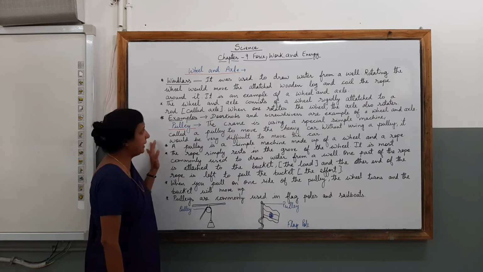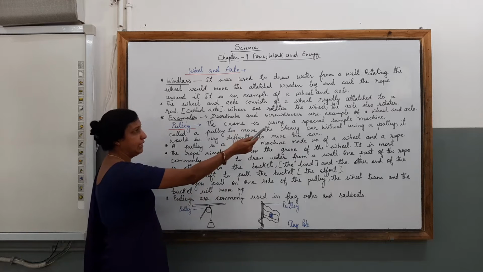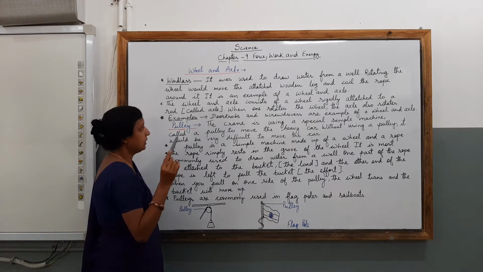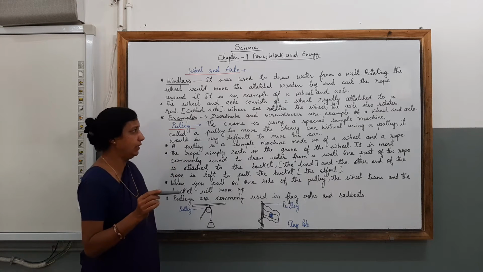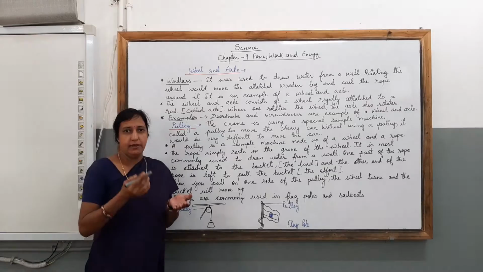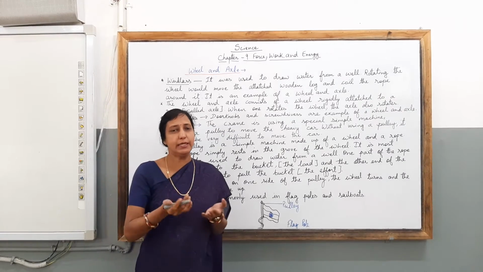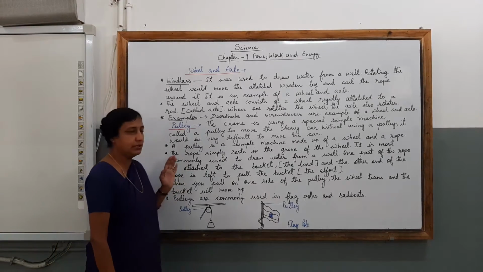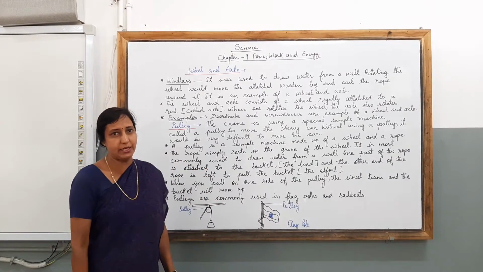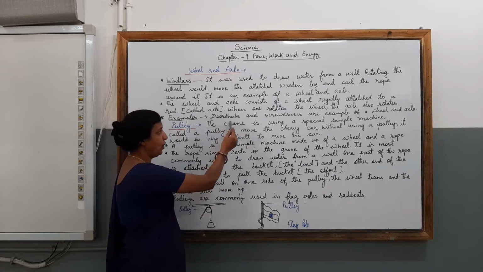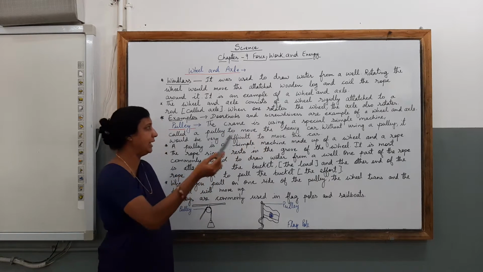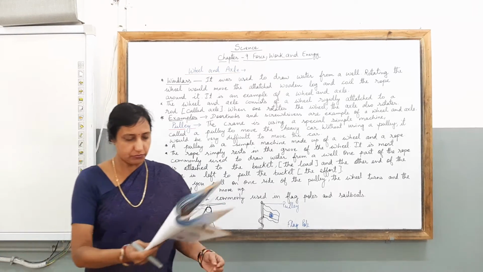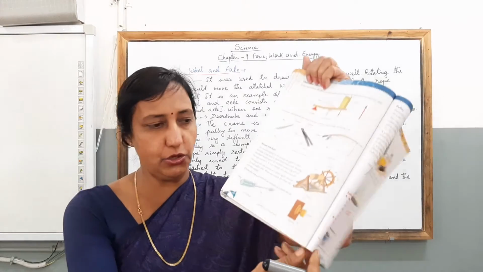Then, children, the wheel and axle consist of a wheel rigidly attached to a rod called an axle. When one rotates the wheel, the axle also rotates. When the wheel is rotating, the axle is also rotating, as shown in your textbook. Examples of wheel and axle are door knobs and screwdrivers. You can see the picture in your textbook also, children.